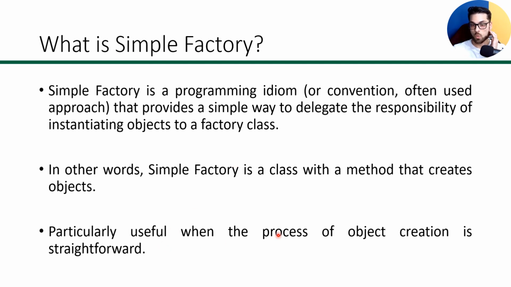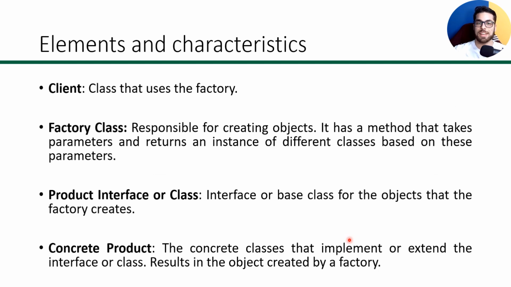When is it useful? When the process of object creation is straightforward. So that's one of the differences compared with the Builder. Builder is for complex, factory for straightforward object creation processes. What are the elements and characteristics we have in the Simple Factory? So we have a client, the class that's going to use the factory, and the actual factory class responsible for creating the objects. It has a method that takes parameters and returns instances of different classes based on those parameters. So we're going to have an option to choose between different conditions.